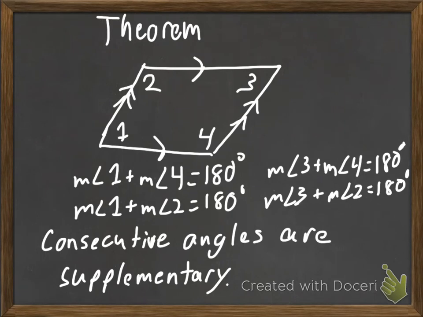Next theorem discusses our angles again. There's 4 angles, and we know that in a parallelogram the consecutive angles are supplementary to each other. And again, supplementary means they sum to 180 degrees.